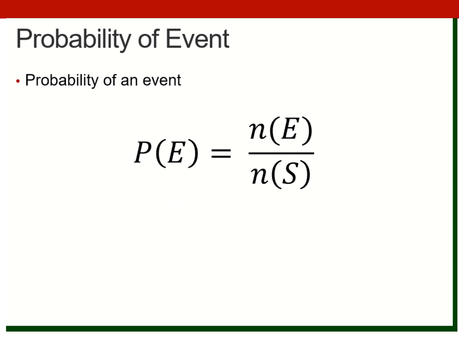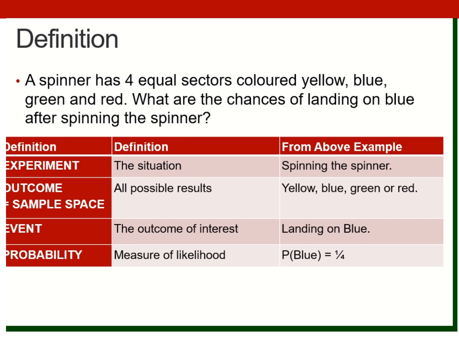Next, how do you calculate the probability of an event happening? You look at the event over the sample space. I'll show you in a bit. A spinner has 4 equal sectors colored yellow, blue, green and red. What are the chances of landing on blue after spinning the spinner? What's happening here? You're spinning the spinner. That's the experiment. What are the possible results? You have 4. What's the probability of landing on a blue? 1 out of 4. So this shouldn't really be an issue.